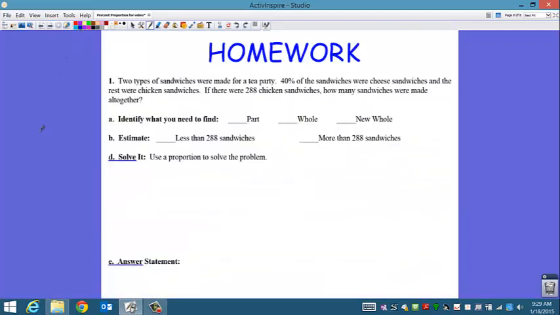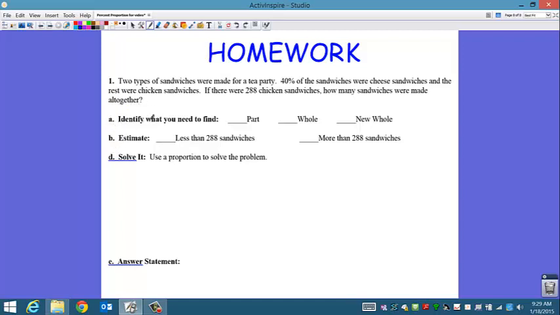Okay, let's talk about your homework. Your homework is the worksheet, percent proportions. This is problem number 1. 2 types of sandwiches were made for a tea party. 40% of the sandwiches were cheese sandwiches, and the rest were chicken sandwiches. If there were 288 chicken sandwiches, how many sandwiches were made altogether?